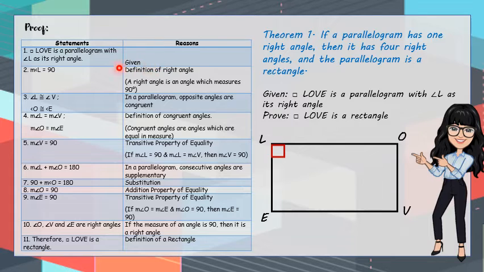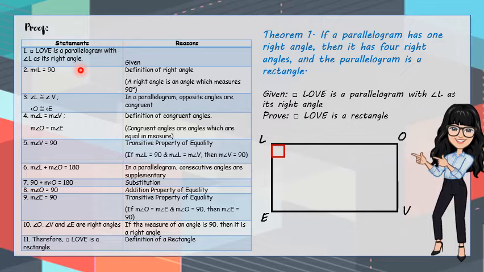Okay? Now, from that first statement, we will be drawing another statement, a conclusion. We will be deriving an idea or ideas from our given statement. So, our first statement is LOVE is a parallelogram with angle L as its right angle. Since angle L here is a right angle, what can you say about it?